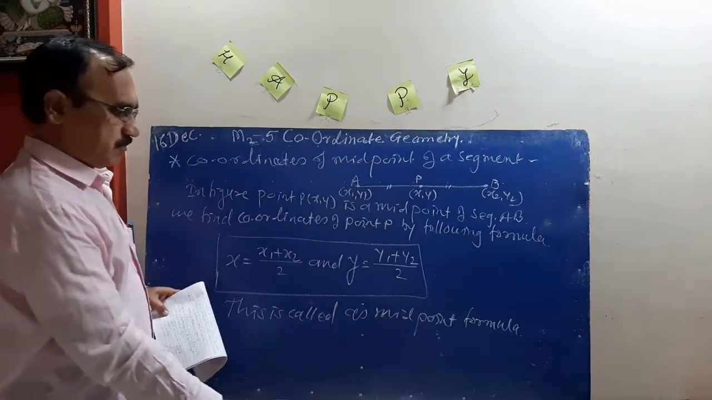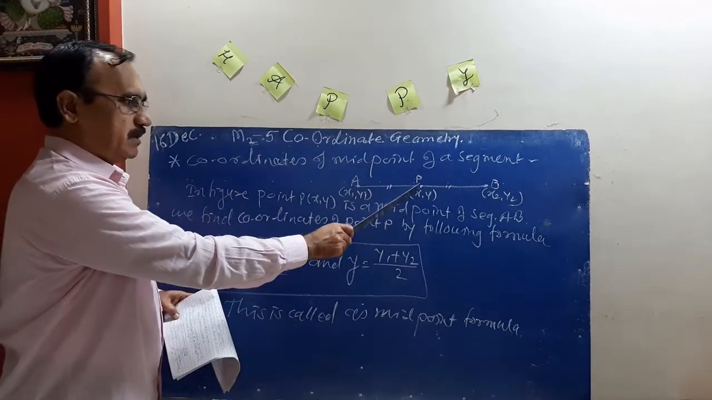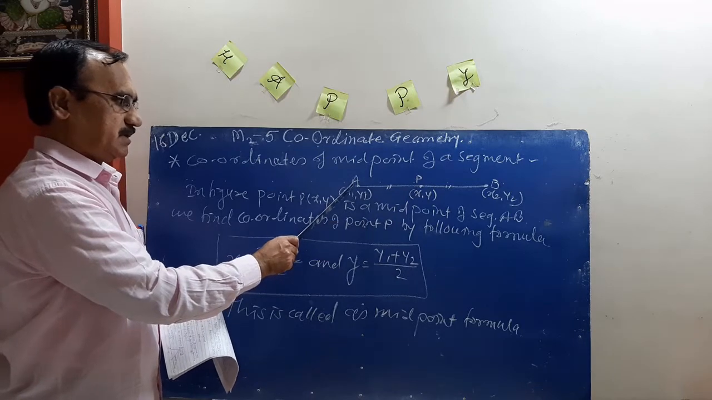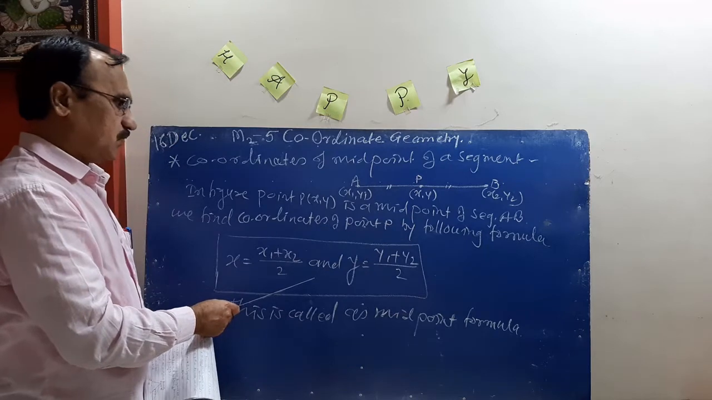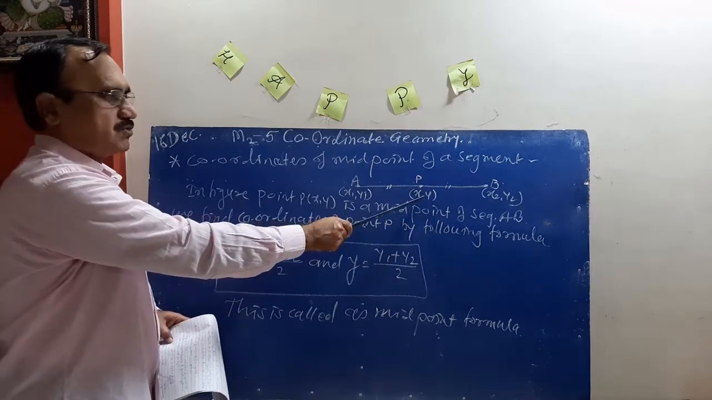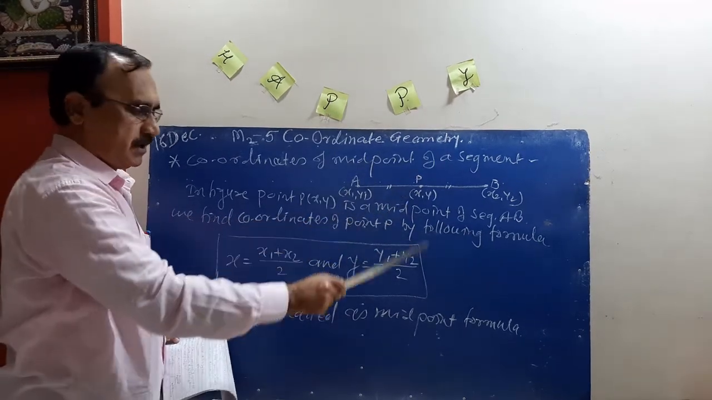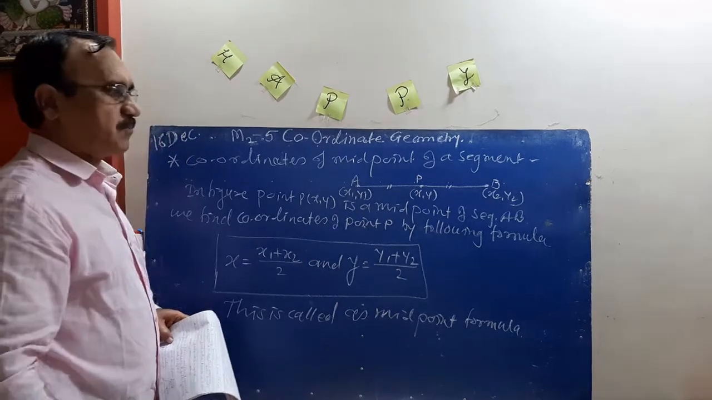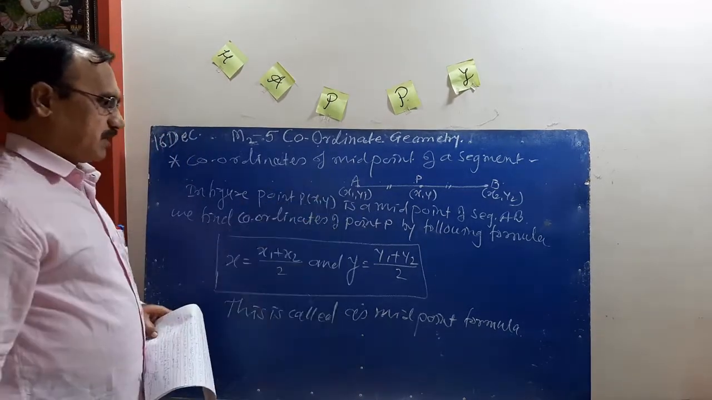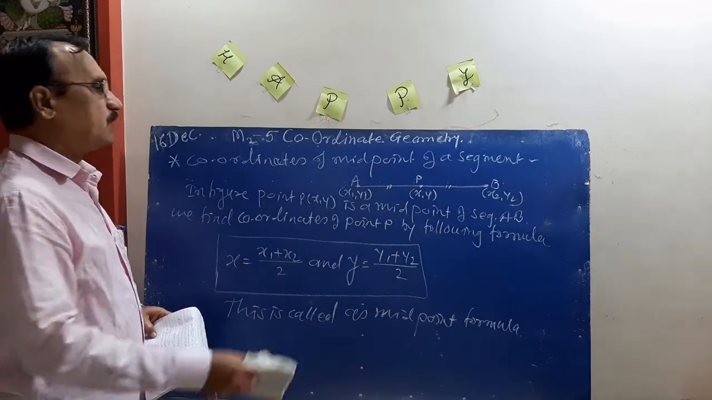See, it is a very simple formula. P is the midpoint, point A has coordinates x1, y1 and B is x2, y2, and then by this formula we can easily find the coordinates of point P, x, y: x1 plus x2 upon 2 and y1 plus y2 upon 2. Draw the figure and write the formula. Keep it by heart.